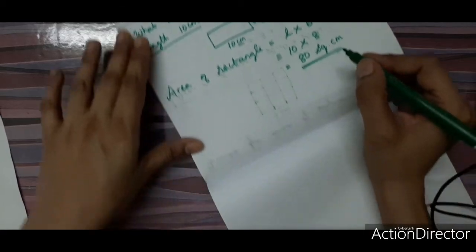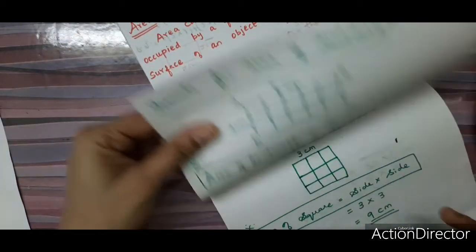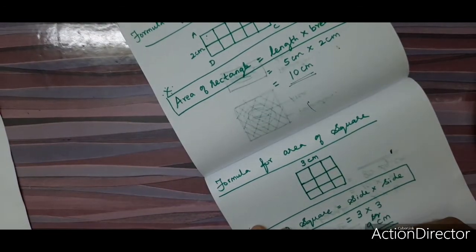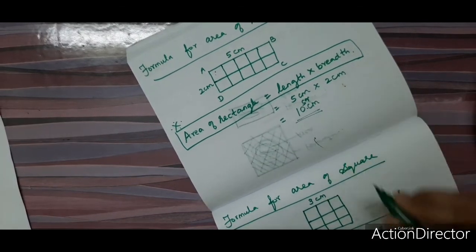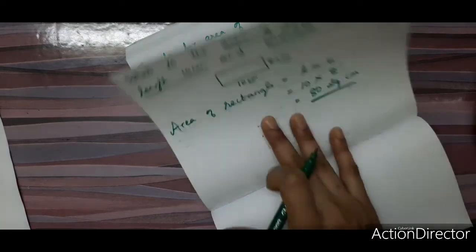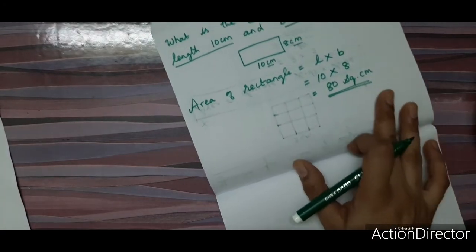For all the sums you are going to write, here also we have to write square centimeter, and here also square centimeter. So everywhere we are going to write square centimeter. This is how you will find it.